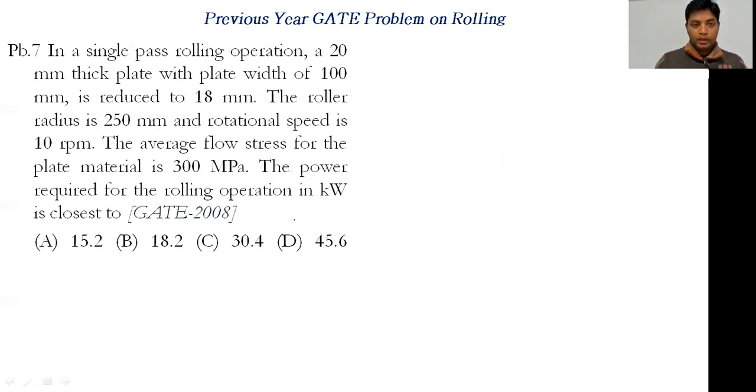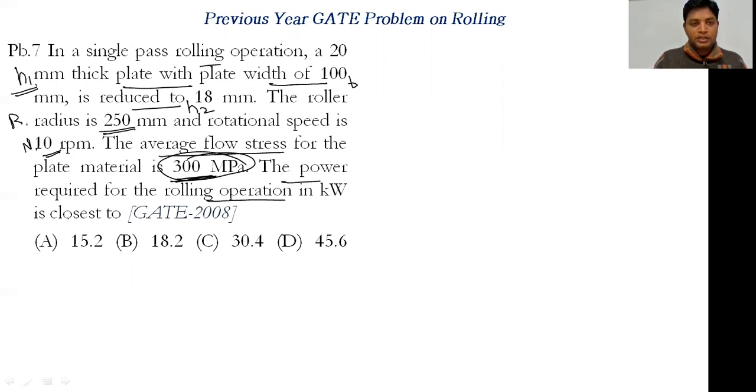So next problem, this is the toughest problem of this rolling process. In a single pass rolling operation, a 20 mm thick plate, that is, initial thickness 20 mm, with a width B of 100 mm, is reduced to H2, that is 18 mm. The roller radius R is given as 250 mm. The rotational speed N is 10 rpm. The average flow stress of the material is 300 megapascal. The power required for the rolling operation in kilowatt is closest to, so that we have to find out.